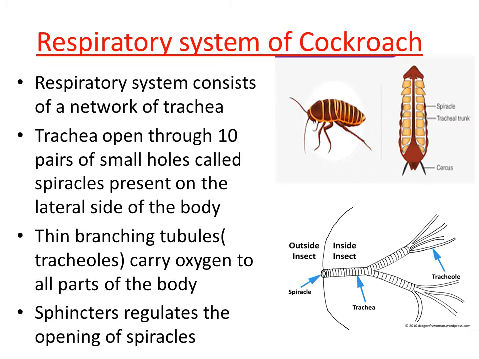So what do you mean by trachea? Trachea is nothing but a tube-like structure, right? This tube-like structure consists of branches, that means fine branches will be present within the body. Those fine branches are called tracheoles, and the trachea opens to the outside through a hole called the spiracle. So the spiracle carries oxygen towards the inner part of the body, and the opening and closing of the spiracle is regulated by sphincters. So this is how the respiratory system functions in the cockroach.